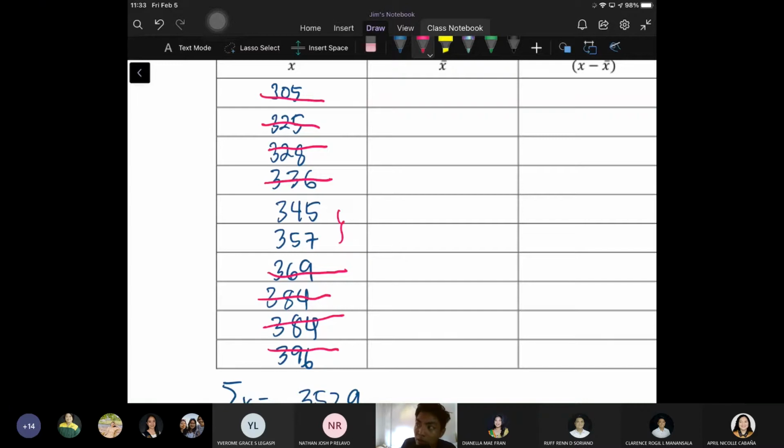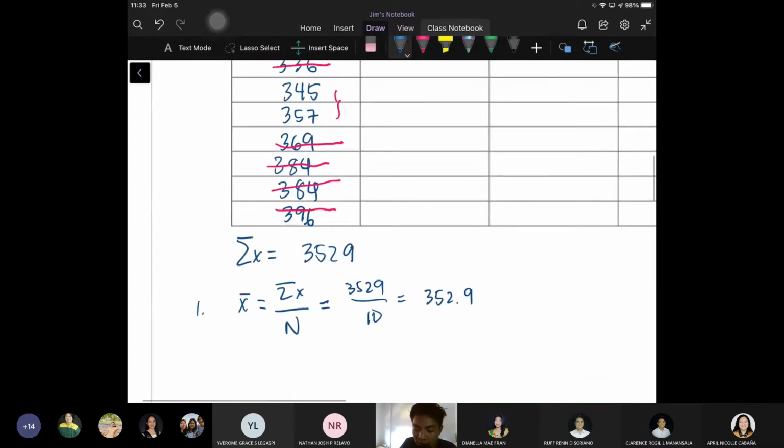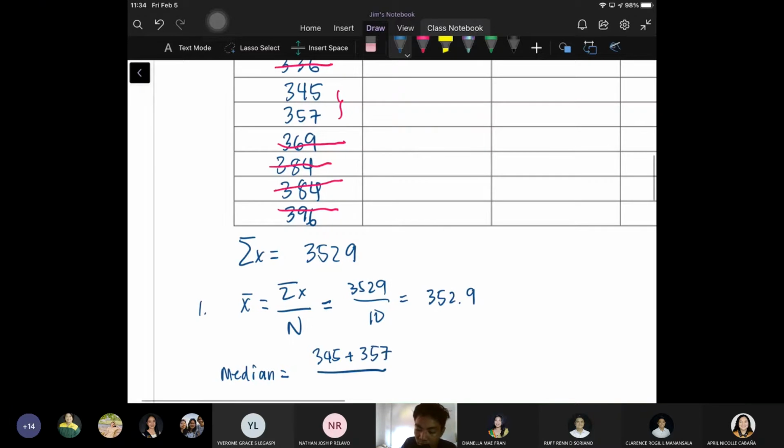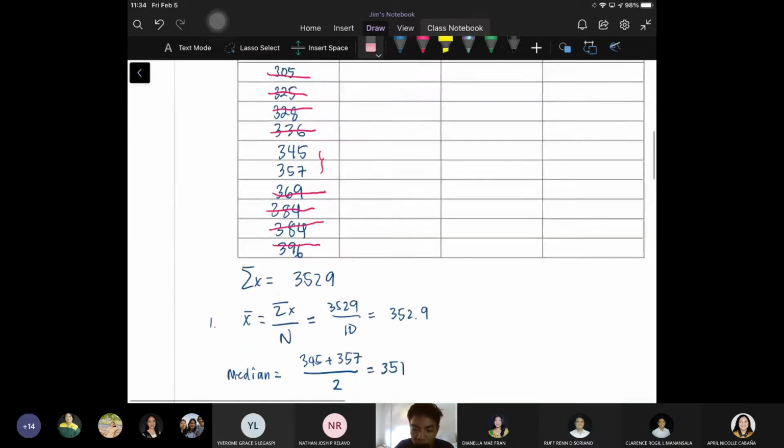Kapag odd number to, isa lang matitira. Pero kapag even number, dalawa matitira sa gitna. So how do we solve for the median if dalawa yan? To solve for the median, you get the average. So median, that is the average, 345 plus 357 divided by 2. That will be 351. Okay, so that's the middle point of all the measurements, 351. And so we're done. Malapit na tayo matapos.